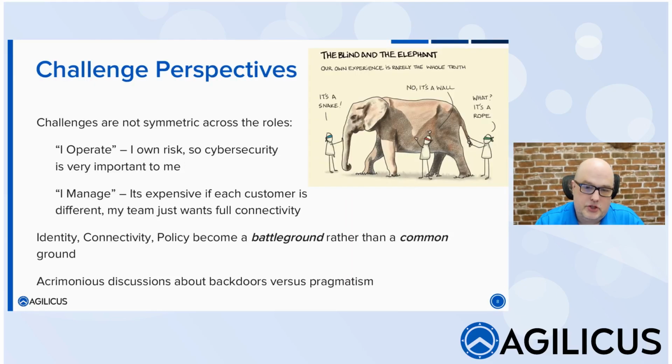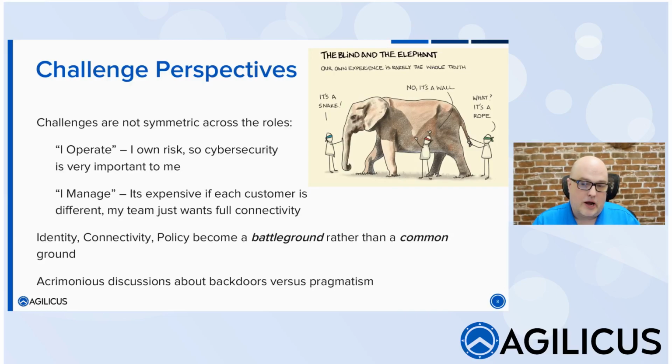So coming back to the challenge perspectives, they're not necessarily symmetric across these roles. Everybody wants generally the same outcome. I want my team member to be able to efficiently do their job on that thing over there without a lot of rigmarole. But they vary in how they see that phrased. The person who operates it, they own the risk. Cybersecurity is their top of mind. So they're like, okay, here are the 19 rules and sign off on this, etc., the pointy-haired model.